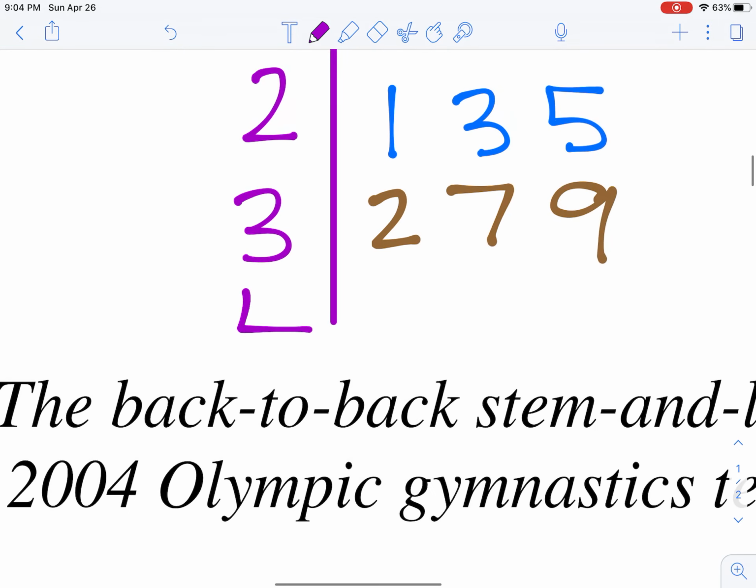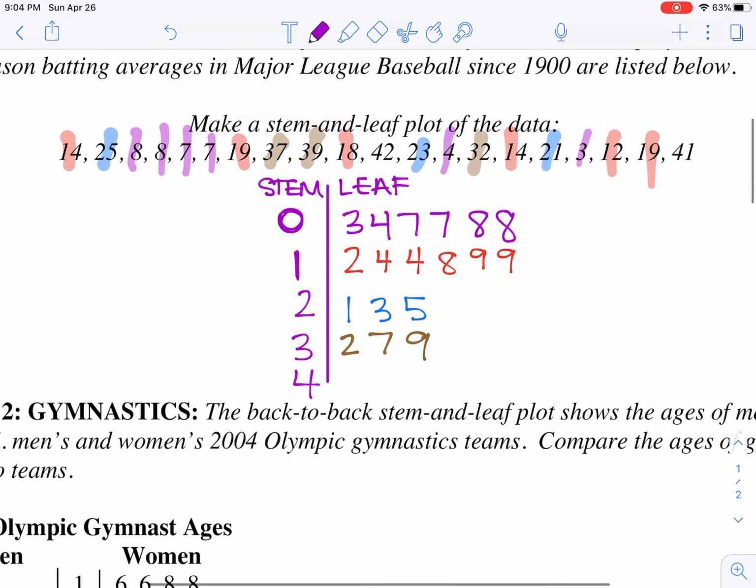All right, last but not least, the 4 as our tens digit should get us all the way to the end.